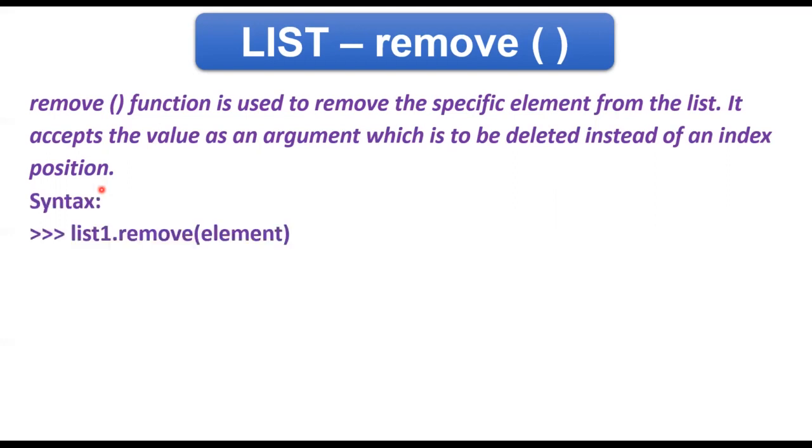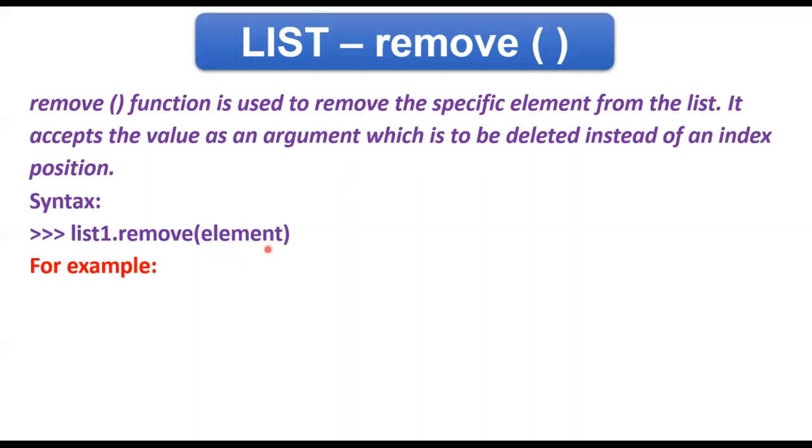So what is the syntax for the same? list1.remove(element). That means list1 is the variable which is holding a list of elements, and with the help of the dot operator we are using the remove function. Inside the round brackets of remove, we are passing an element which is to be deleted. So we don't bother where my element is stored inside the list. That means we don't look after the index position of an element, but we look after the element directly.